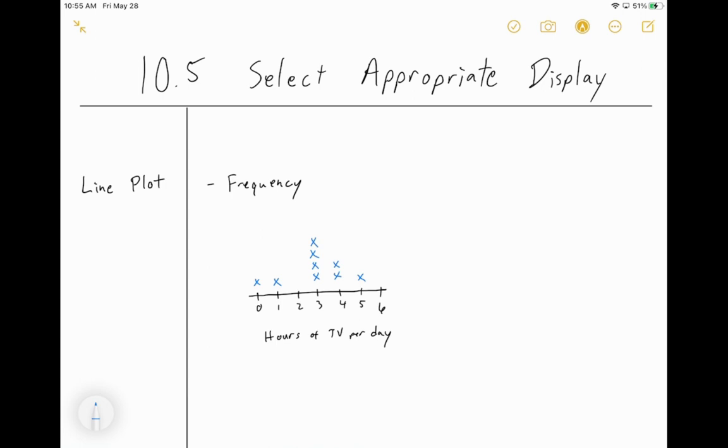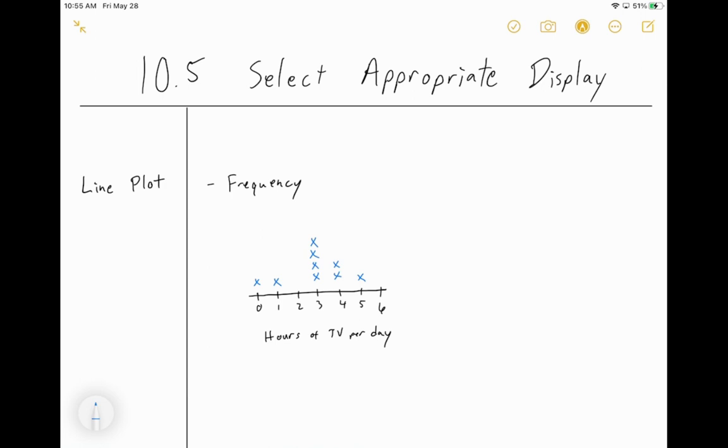Okay, cool. Thank you. So this is what we call a line plot because I plotted all the X's there, and I can look at this data and I can say, you know what? Most people watch 3 hours a day. Or how many people watch 3 hours a day? There are 4 people that watch 3 hours a day. Or I can say, how many people watch more than 1 hour? So I would just count all the people that are more than 1 hour, right? So 2 or 3 or 4 or 5, right? So that's what you have to do.